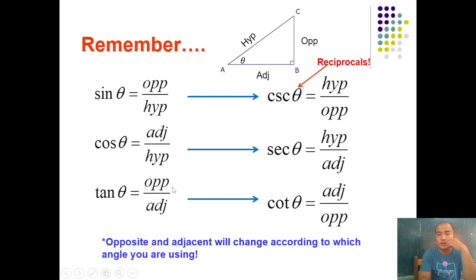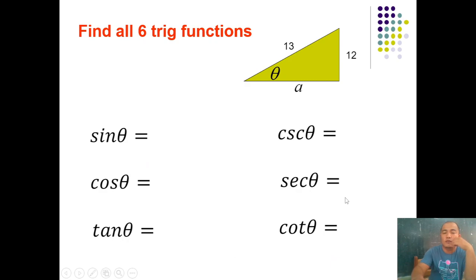side. And of course, cosecant is just the reciprocal of sine, so hypotenuse over opposite. Secant, the reciprocal of cosine, hypotenuse over adjacent side. Cotangent is just the reciprocal of tangent, adjacent side over opposite. So find all the 6 trigonometric functions here.